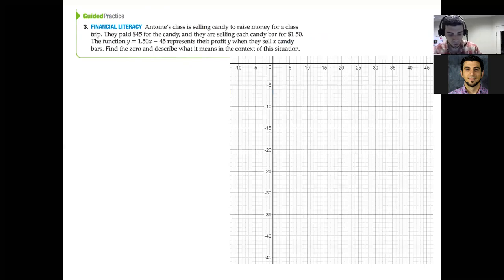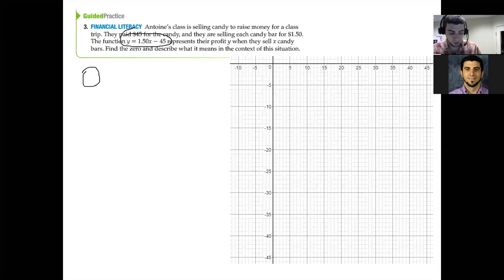So let me explain the function a little bit. I'm going to guess, since they're selling candy bars for $1.50 and they paid $45 to start for the candy, this function represents how much money they've actually made. So if you just sold one candy bar, you'd still be in the hole $43.50 because you only made $1.50 back, but you already spent $45. So we've got to figure out how to graph this function.